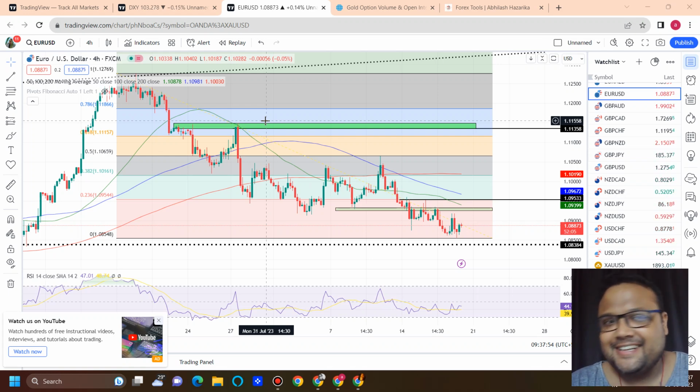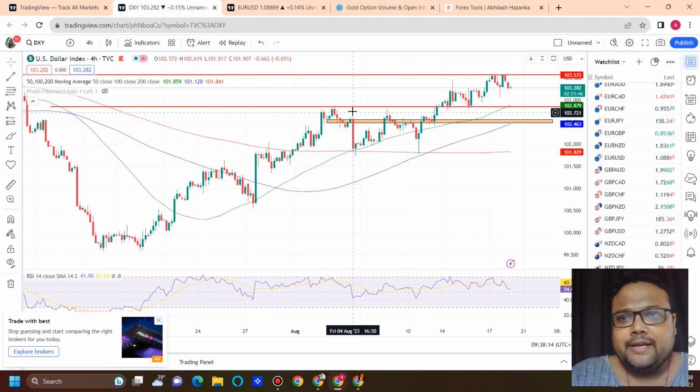So let's get started. So my dear friends, this is the 4 hours chart of Euro USD in front of us. As we all know, almost all the dollar pairs are not very unidirectional right now. Most of the pairs are choppy. It has become very difficult this week to understand the direction of the market.